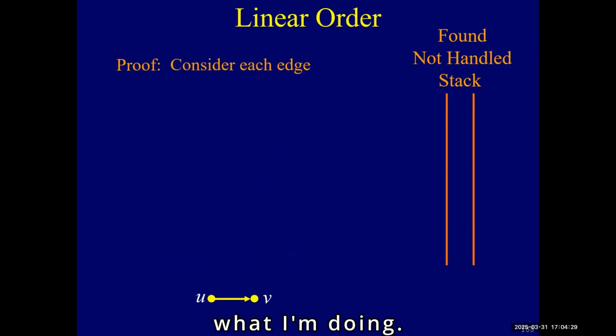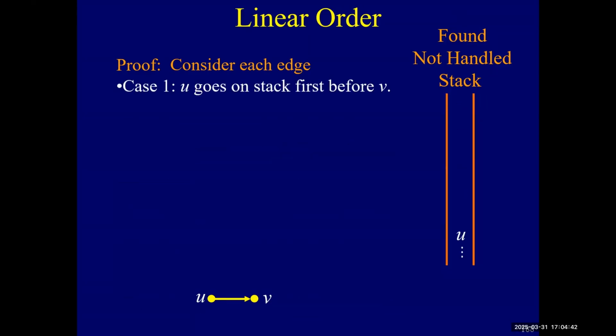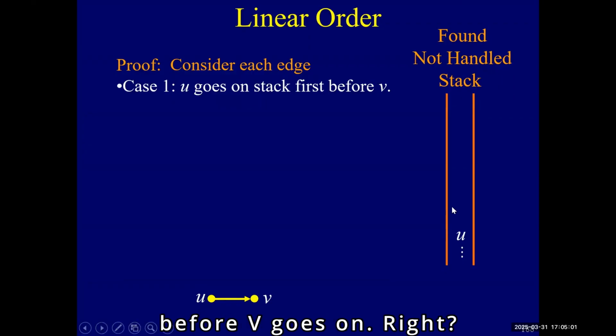And so that's what I'm doing. I'm focused on one edge. All right? So there's the edge, and we want to see what happens. Does the edge get printed? We need to prove that U gets printed before V. So also, if you're taking 1090, we got cases. First case: do we know that U goes on first? No. We know that's a possibility. So it's a case. Here's the case where U goes on before V goes on.